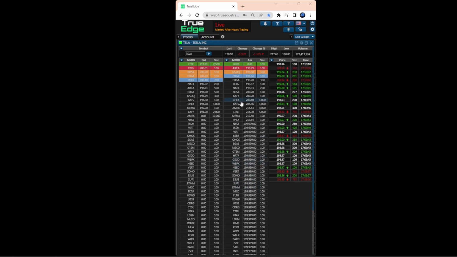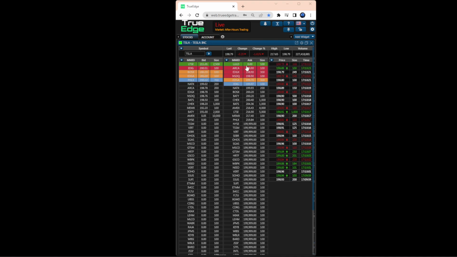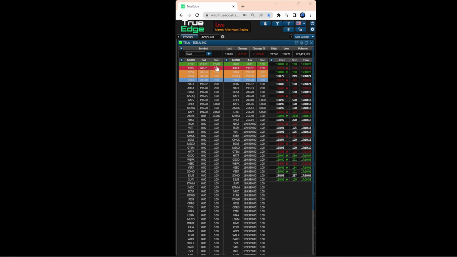What this is, is a listing of orders to buy or sell Tesla that are pending. Now, because it is after hours, we have these orders up here, which are showing where things were at the close of the day, like at the closing bell. What we want to pay attention to right now is everything slightly below there.